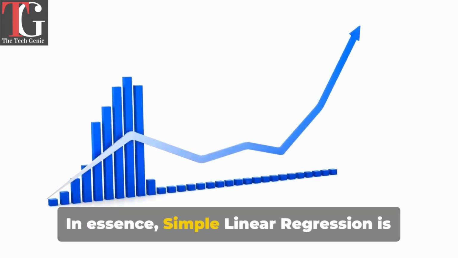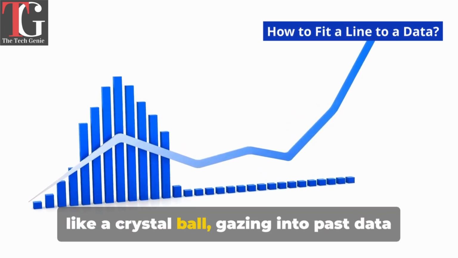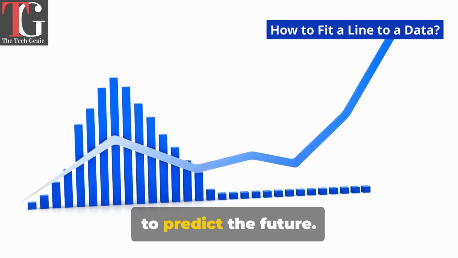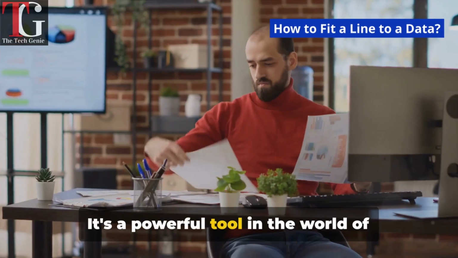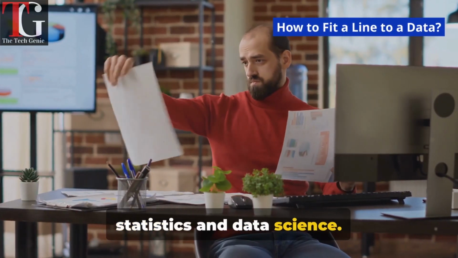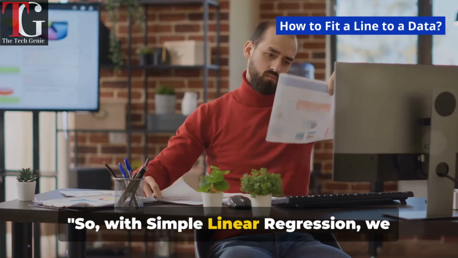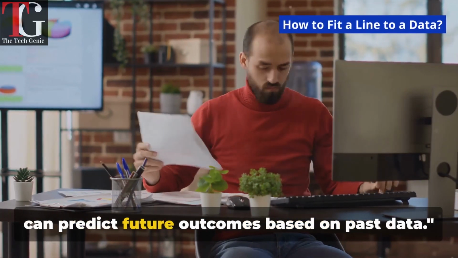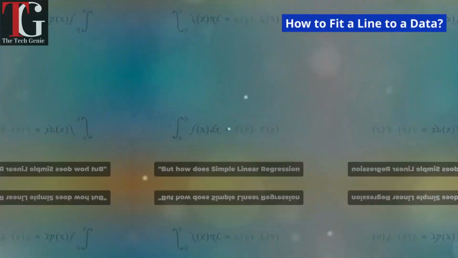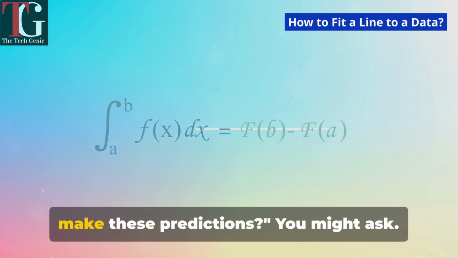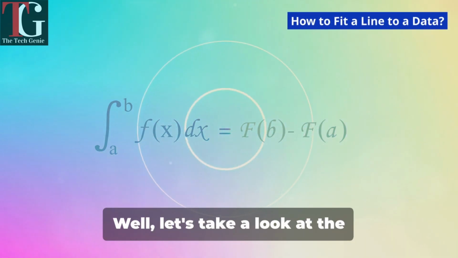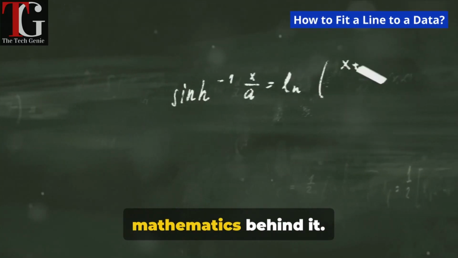In essence, simple linear regression is like a crystal ball, gazing into past data to predict the future. It's a powerful tool in the world of statistics and data science. So, with simple linear regression, we can predict future outcomes based on past data. But how does simple linear regression make these predictions, you might ask? Well, let's take a look at the mathematics behind it.